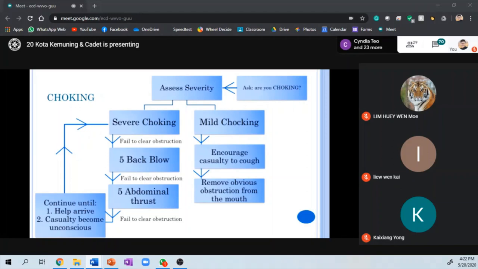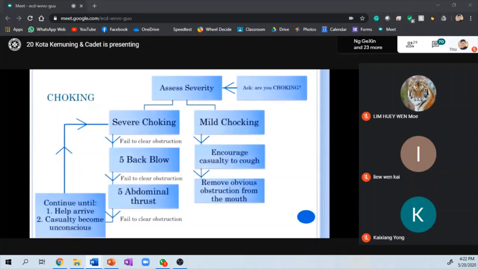For mild choking, if the casualty allows you to help, you also can't do anything. You just need to encourage them to cough it out. Try to encourage them, like, "Sir, can you cough it out?" Just encourage them only. And you can ask them to remove the obvious obstruction. For example, a person is eating something and a fish bone is stuck, but the mouth still has a lot of noodles. Ask them to remove all the noodles from the mouth. You get what I mean: the obvious obstruction, the obstruction that you can remove easily, to minimize the obstruction.